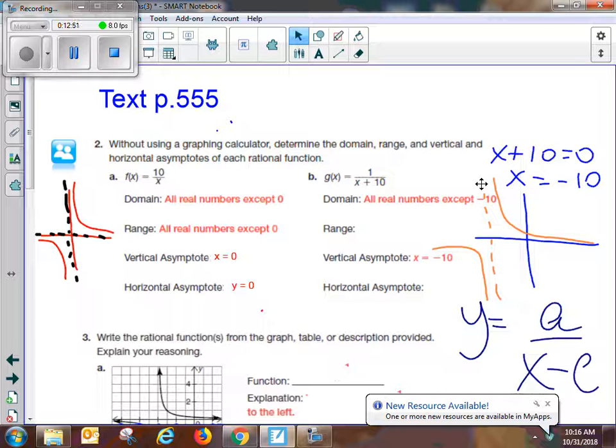Okay, next. The range. Has the range changed at all? No. So it's still all real numbers except 0. We already have the vertical asymptote. Has my horizontal asymptote changed at all? Did I go up or down any yet? Anybody? No. So it stays the same at y is 0. Because we're doing little steps. Today we're just moving it right and left.